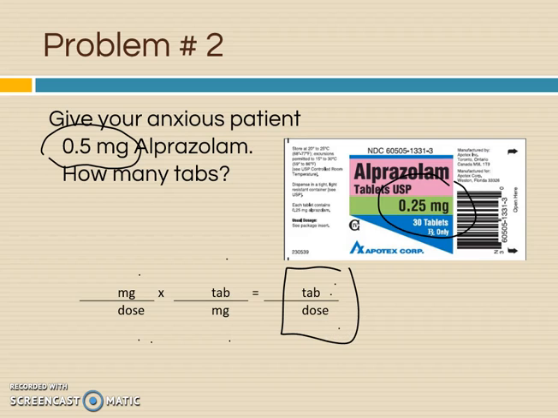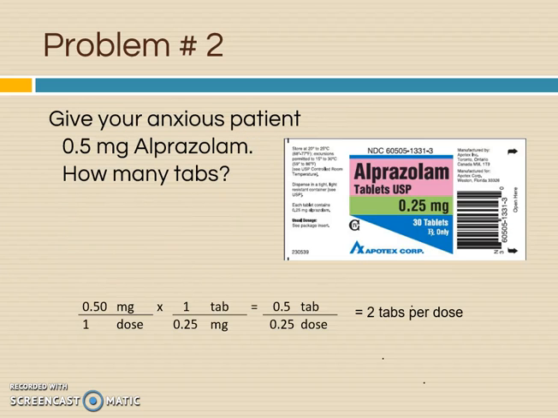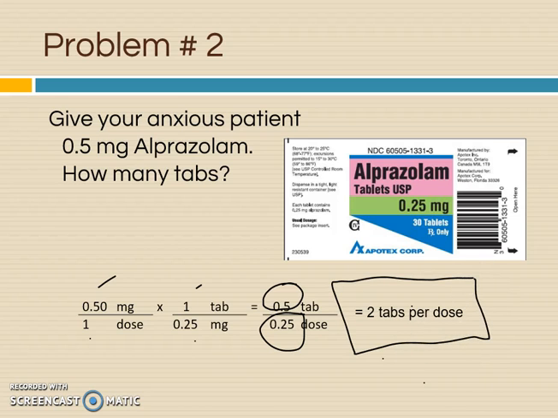So here we have it. 0.5 milligrams in 1 dose is 1 tab times 1 tab in 0.25 milligrams. And you just multiply across. This times this is this. This times this is this. And 0.5 divided by 0.25 gives you 2 tabs per dose. And that is our answer, and that's how to do that one.